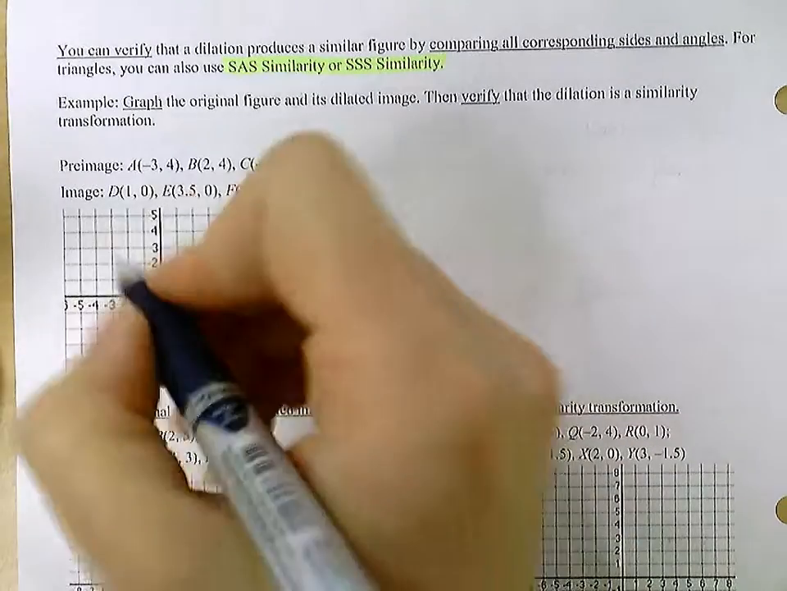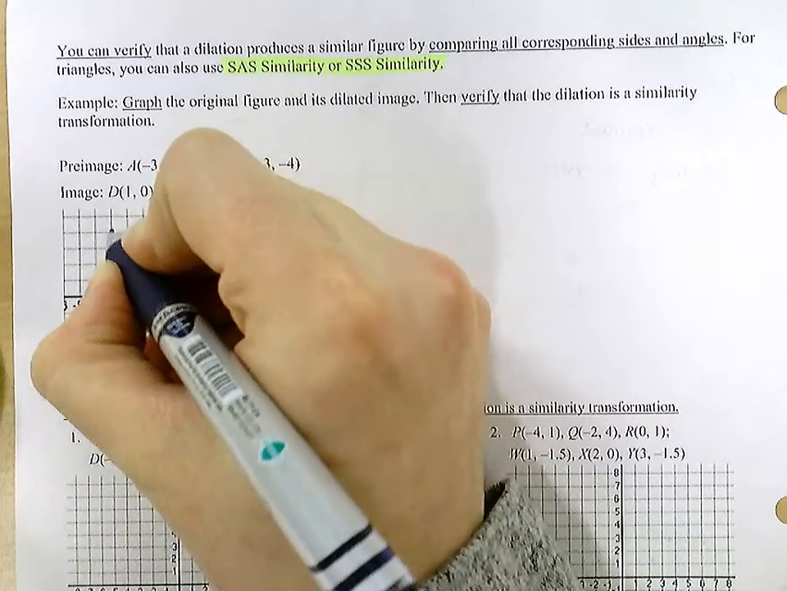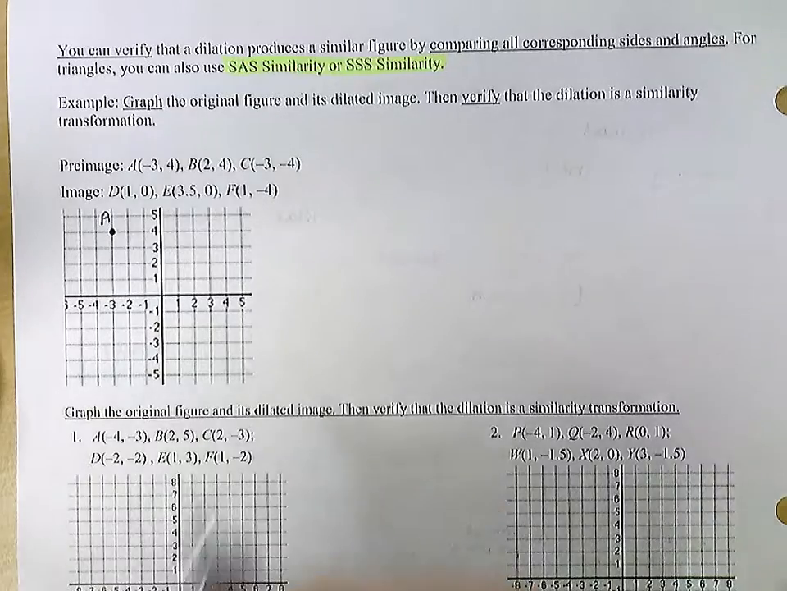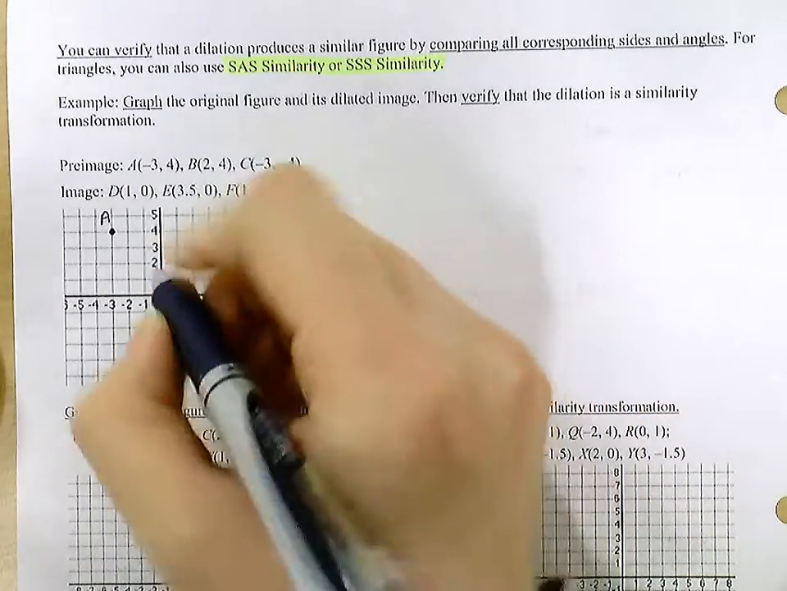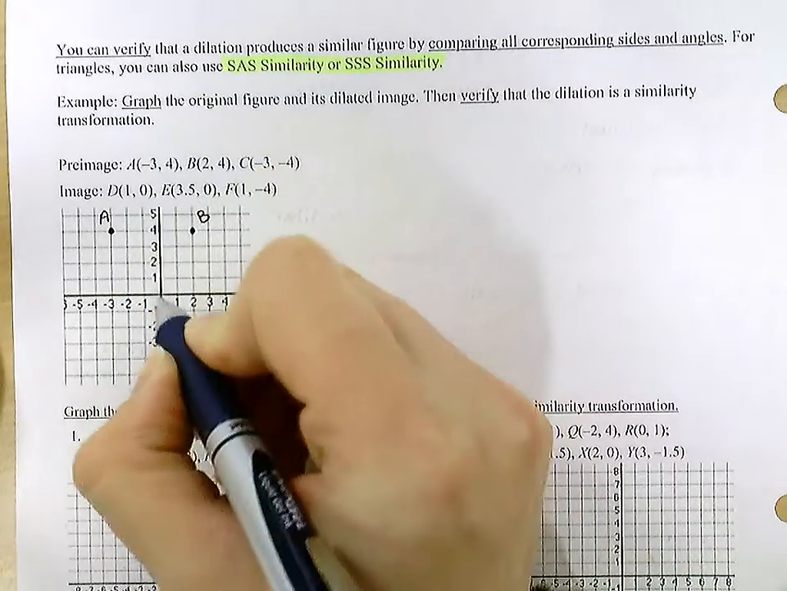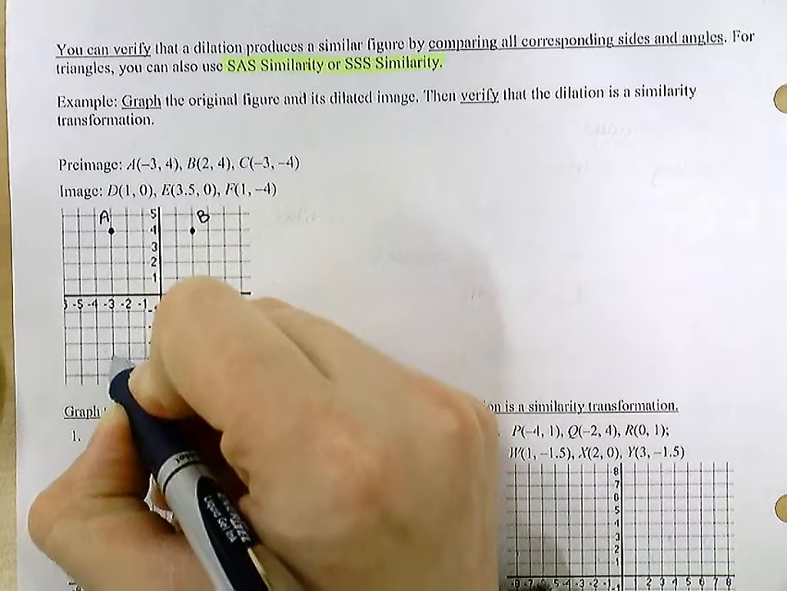So point A is at -3, 4. Point B is at 2, 4. And C is at -3, -4.